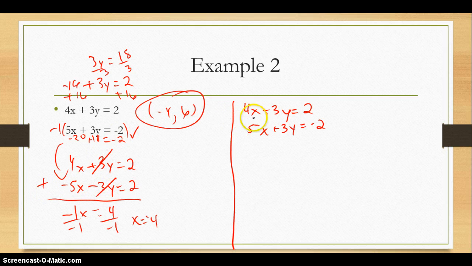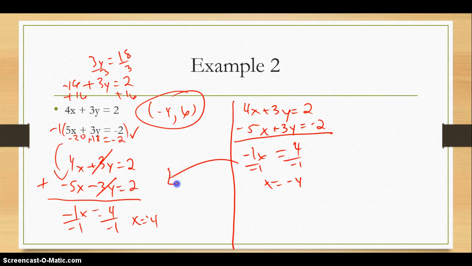You could also do this, and it's kind of a little bit more in your head mentally. 4x minus 5x, negative 1x, 3y minus 3y, that would cancel out then, and then 2 minus a negative 2, which the two negatives turn into a plus, so 2 really plus 2, which is 4, divided by negative 1, you get x equals negative 4.